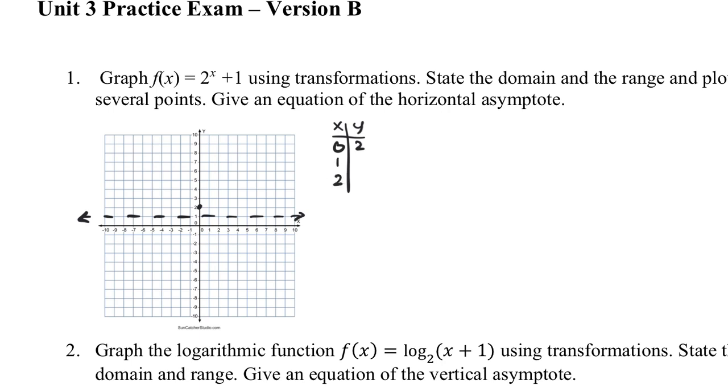And then the last thing you need to do is just plot some additional points. So I'm going to let x equal 1. 2 to the first power is 2. 2 plus 1 is 3. And then when x equals 2, 2 squared is 4. 4 plus 1 is 5.